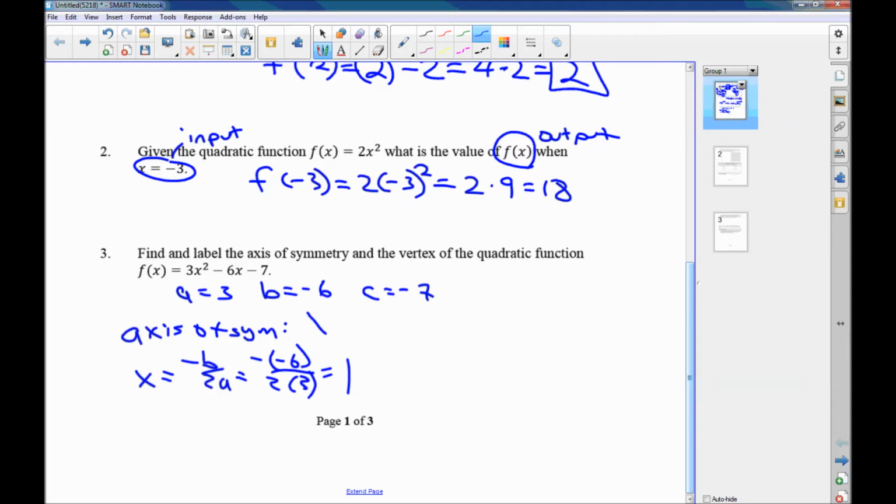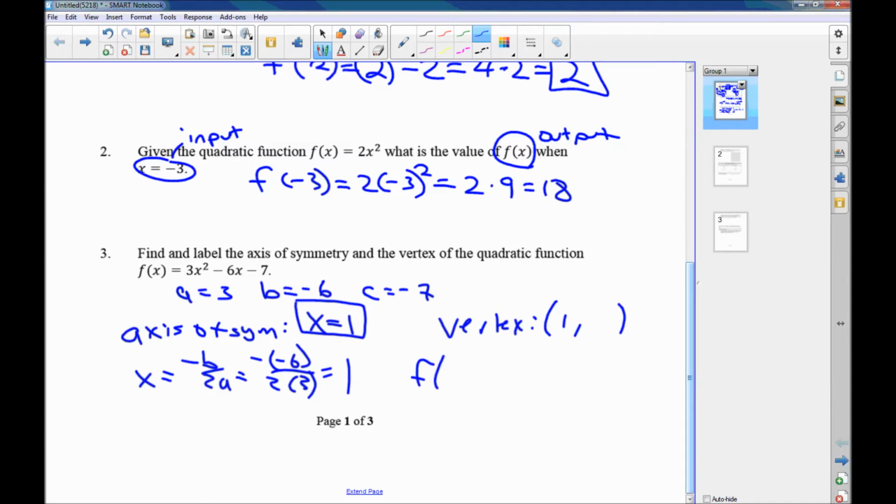So our axis of symmetry is x equal to 1. This is the vertical line that splits the parabola in half. Okay? So the vertex, which is the lowest or highest point on that parabola, is going to have an x value of 1. We just need to find the y value that goes with it.